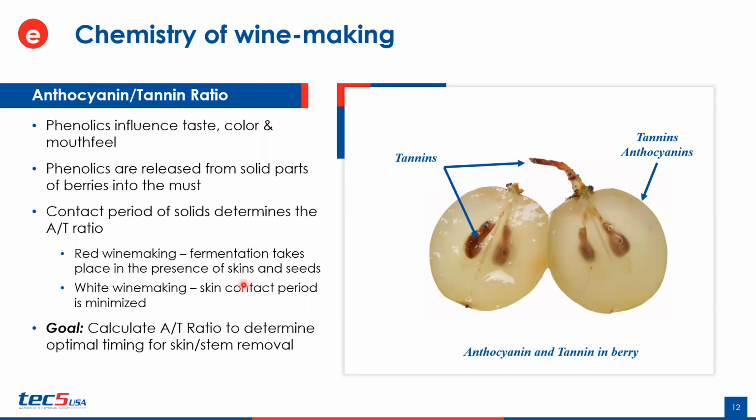So in the red wine making business, this fermentation process typically takes place in the presence of the skin and seeds. But in the white wine making process, the skin contact period is significantly minimized because, with white wine in this case, the anthocyanins, of course, influence the color. So white wine should not have too much of that contact period. So ultimately, the goal for the operators is to calculate that A to T ratio in order to determine the optimal timing for removal of the solid particles from the must.